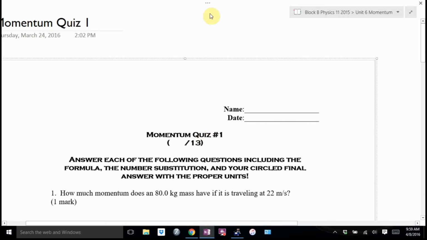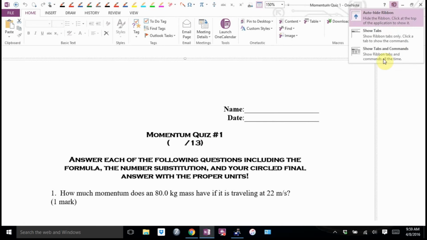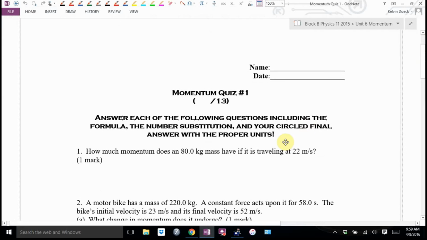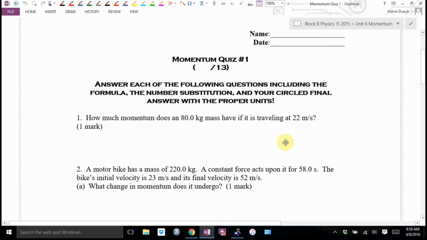Take-home quiz. Here we go. We're looking at momentum. We're looking at impulse. How much momentum does an 80-kilogram mass have if it's traveling at 22 meters per second? Well, momentum is just plain old mass times velocity. So it's going to be 80 times 22. I should be able to do that in my head.